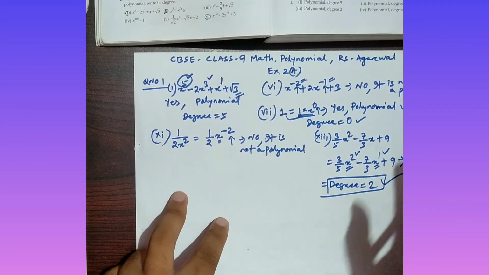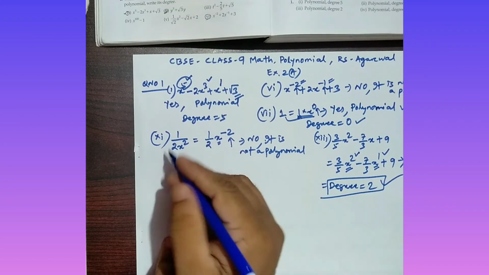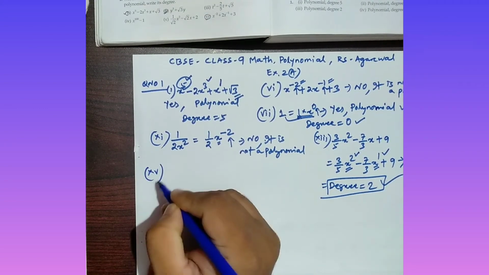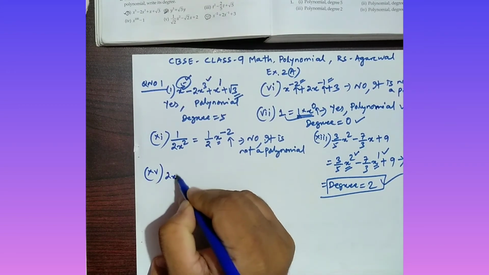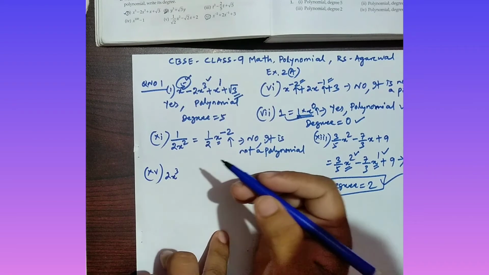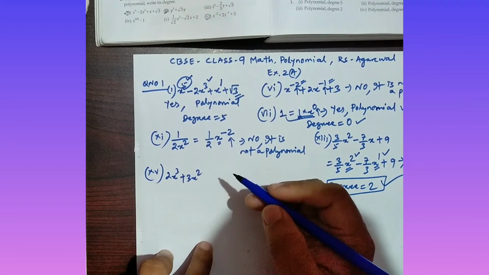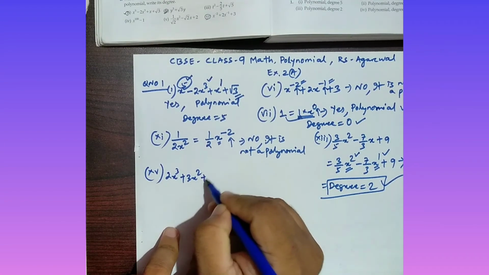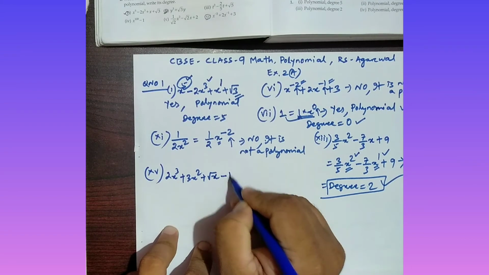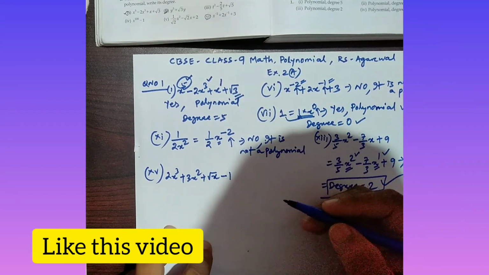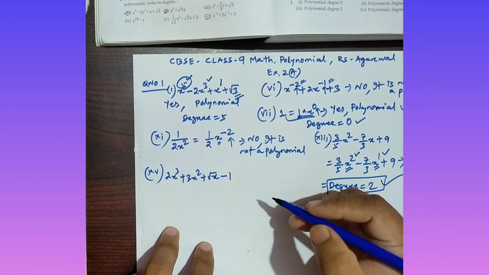Look at your next question, x VI. Okay, so I am doing the x VI question here, I am writing x VI. The question is 2x cube plus 3x square plus root x minus 1. Okay, this is the question. That is 2x cube plus 3x square plus root x minus 1. Okay, fine.